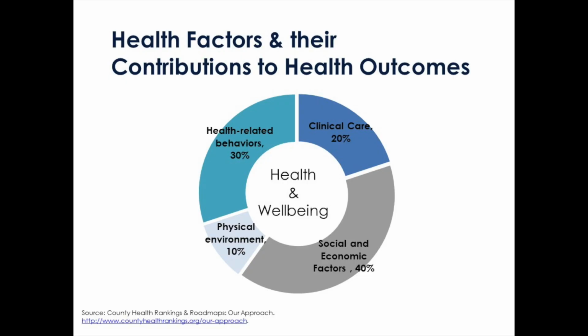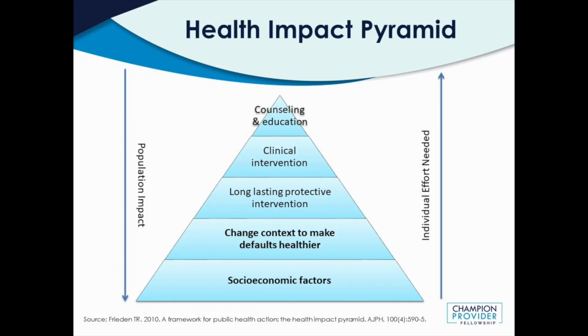For this reason, focusing on upstream change is an effective way to impact some of the largest drivers of our health. The Health Impact Pyramid describes the impact of different types of public health interventions and their effectiveness for improving health. At the base of this pyramid, you will see interventions with the greatest potential impact, in this case, socioeconomic factors. As you make your way to the top of the pyramid, you will see that individual effort increases while the population impact of the health intervention decreases.